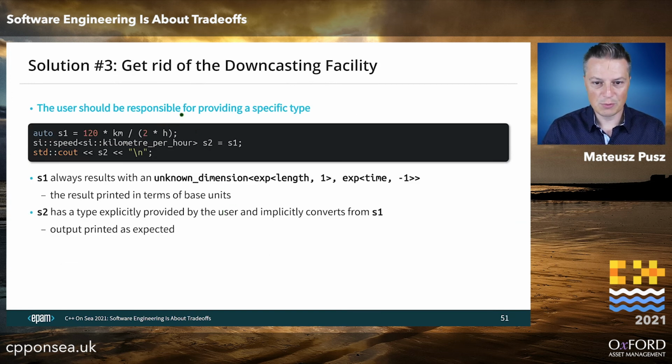Or the user should be responsible for providing a specific type, right? This is the first solution. So this one, S1 here, ends up as, let's say, garbage: unknown dimension, exponent length, exponent time, strange stuff being printed on the console. But then you can assign from S1 to S2, which is already known and provided by the user, and if you print S2, it will print fine. If you use S2 in the debugger or see a compiler error, it will be the type provided by the user. There will be no magic behind the engine, right?